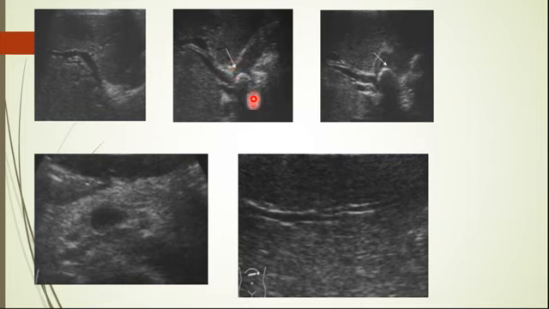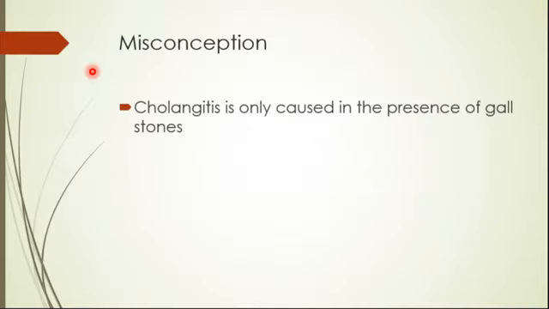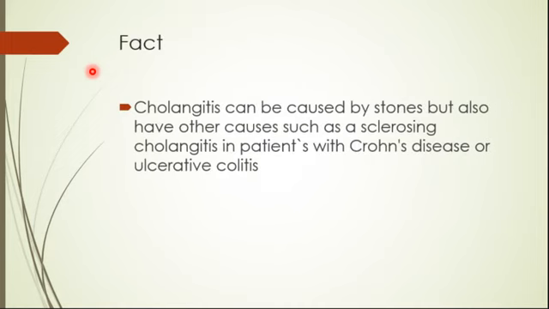This is a vascularized mass within the common bile duct obstructing it, causing dilatation of both intra and extrahepatic biliary tree. This is a very typical case of Mirizzi syndrome. You have a stone at the neck of the gallbladder obstructing at the level of the cystic duct, obstructing the bile duct, causing intrahepatic biliary tree dilatation. I think the last misconception is that cholangitis is only caused by the presence of stones. No, this is not correct. You have other causes of cholangitis. Usually can be seen in patients with Crohn's disease or ulcerative colitis without the presence of stone.